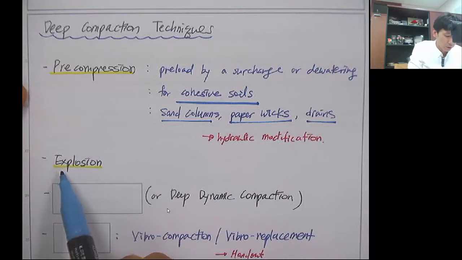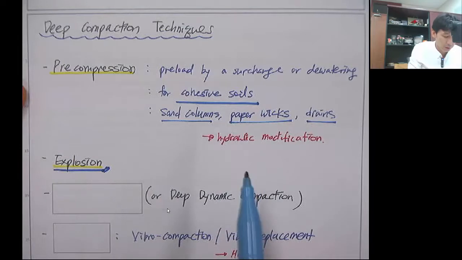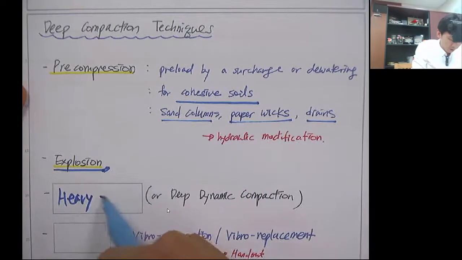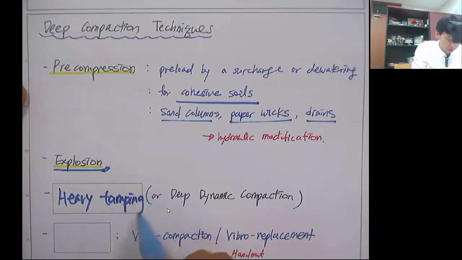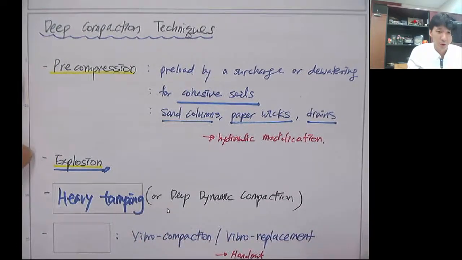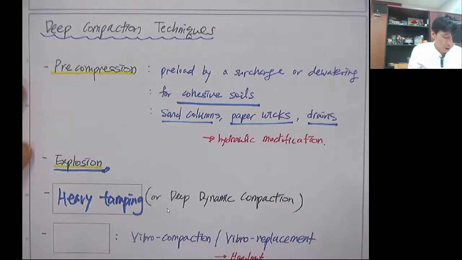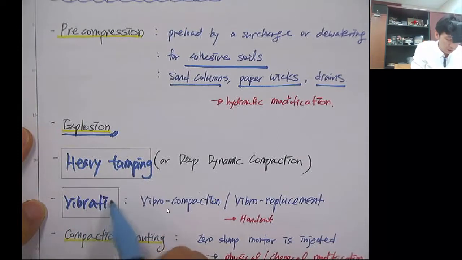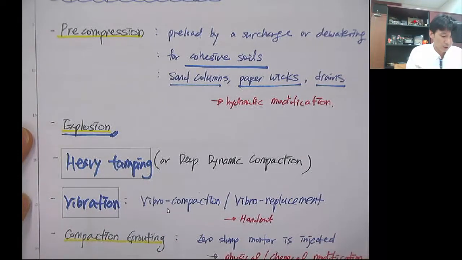And also, deep compaction can be achieved using some explosion, using some dynamite and explosives, and also the heavy tamping. So in the last class, we talked about the deep dynamic compaction using heavy tamping. And also the vibration can be used to compact the coarse-grained soil. So vibral compaction and the vibral replacement is one of these mechanisms.